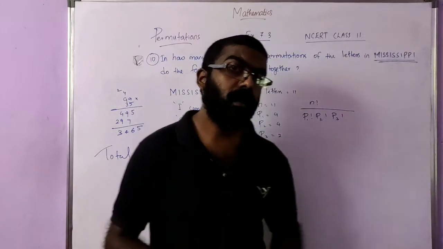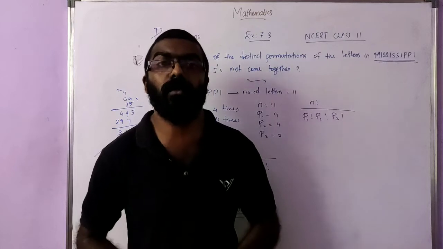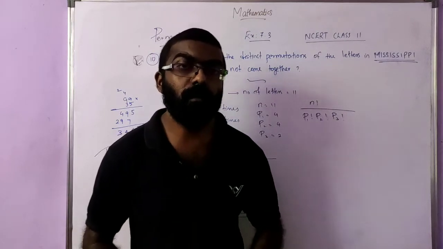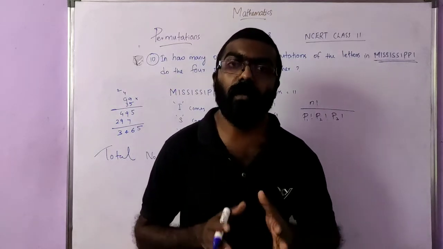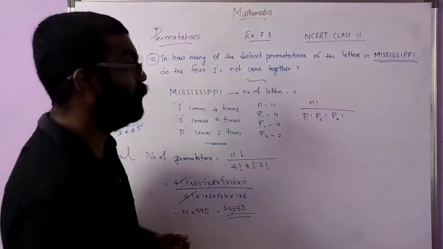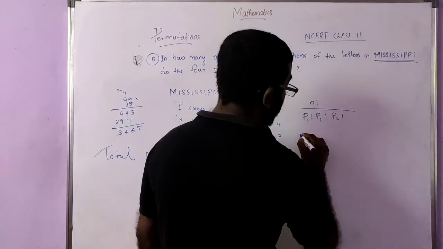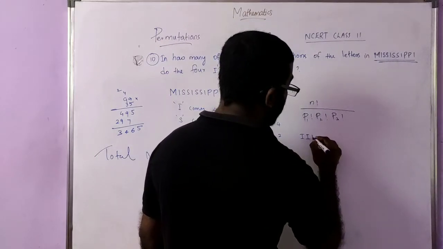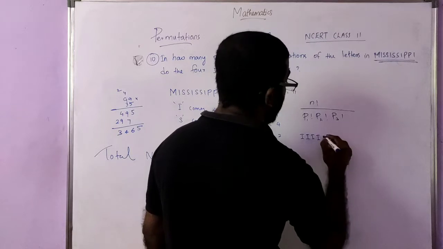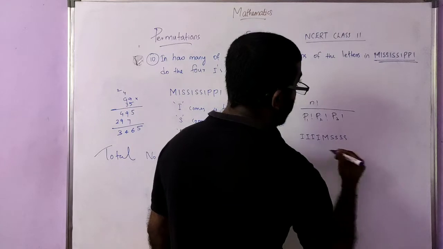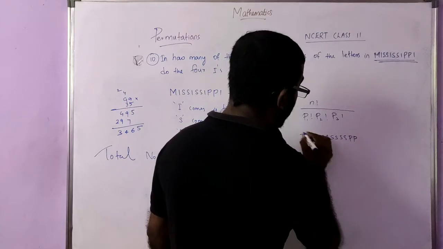Okay. Now we can find the number of permutations in which the 4 I's come together. Here we have to find the 4 I's do not come together, but we cannot find it directly. So first we can find the number of permutations in which the 4 I's come together. Okay. For that we can consider the situation as, first we can write the 4 I's. Then the remaining letters are M, then 4 S's, then 2 P's. Okay.